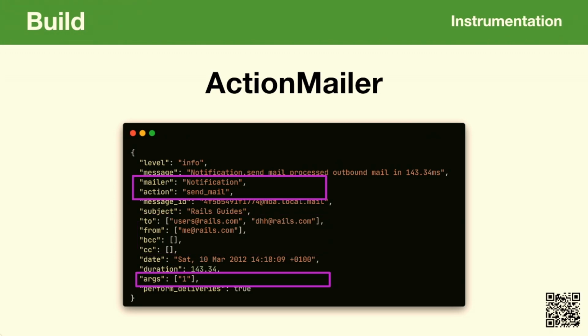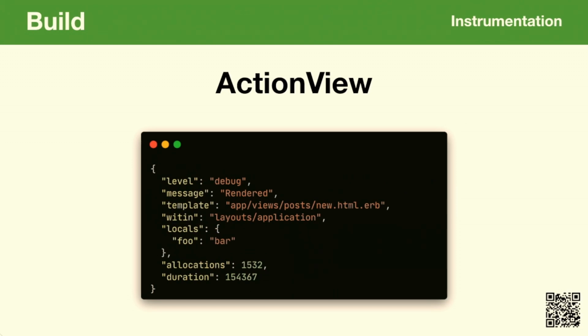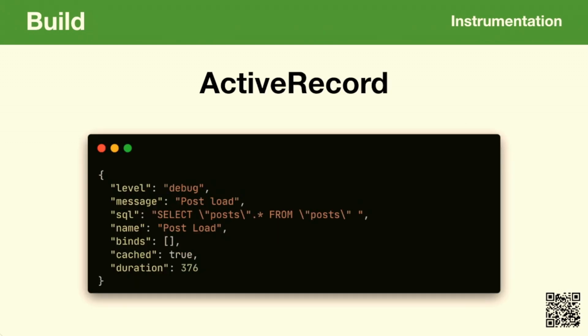These 3 little attributes here have saved my life more than several times. This is the mailer that was called, and the action that was called on it, aka the method, and the arguments that were passed to that mailer. So let's say you're sending a mailer for an invoice, and you pass in the invoice ID here. You can now go to your logs and search for that invoice ID. Really useful. And then Action View, it's kind of a level debug, not much to see here.